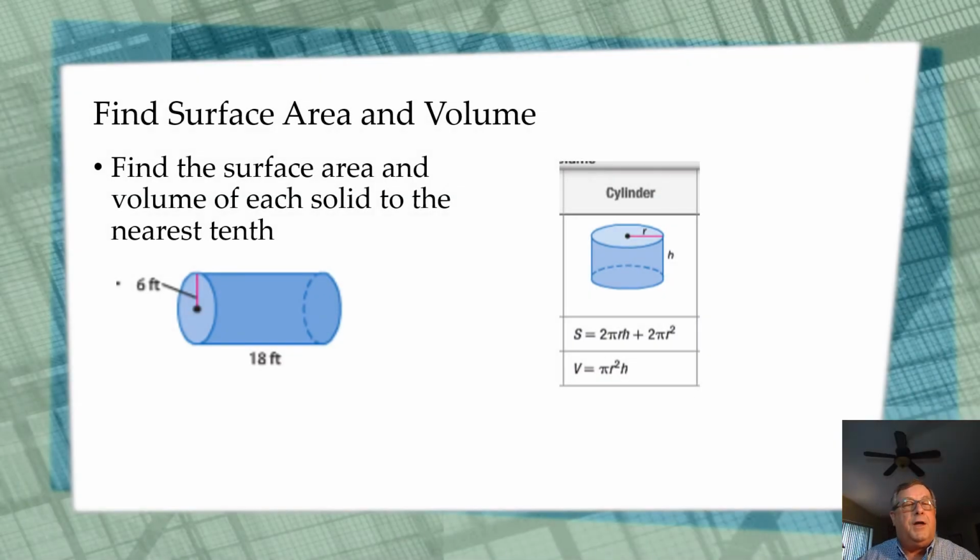We get to have a little fun here in finding the surface area and the volume of three-dimensional solid objects. And the reason why I say they're fun is they're a little bit complicated, and there are certain formulas that we have for surface area and volume of three-dimensional solid objects. And frankly, I don't expect you to memorize these formulas.